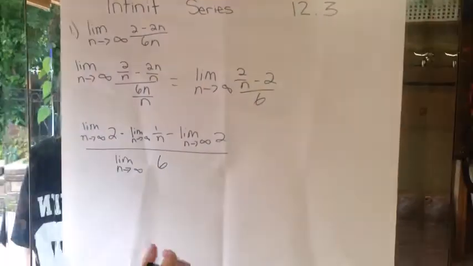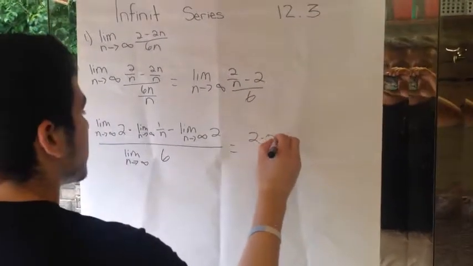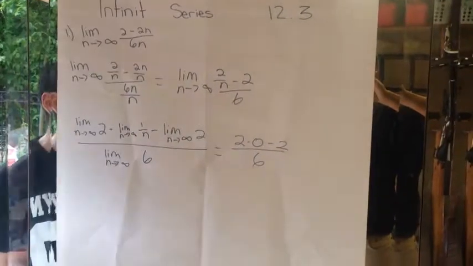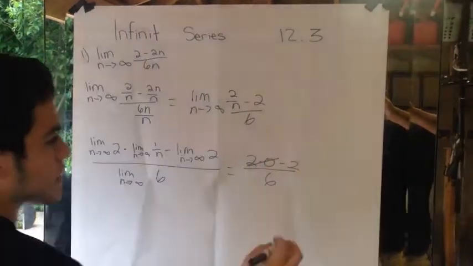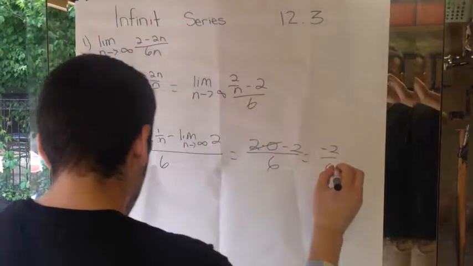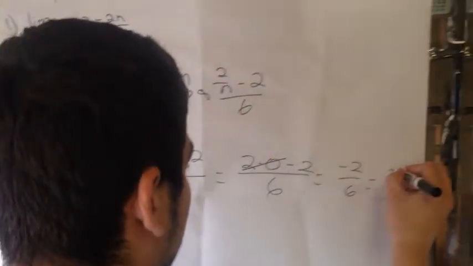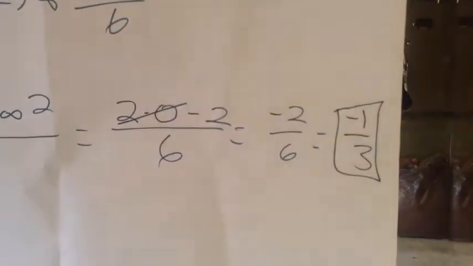Now this is going to equal 2 times 0 minus 2 over 6. The 2 times 0 is really equal to 0, so it cancels out. So this will be equal to negative 2 over 6, which equals negative 1 over 3. And that is your answer.